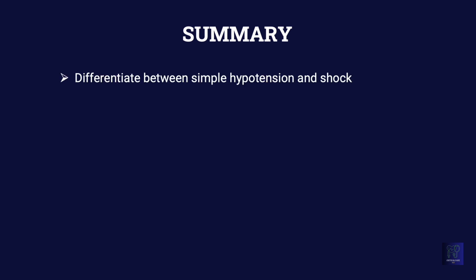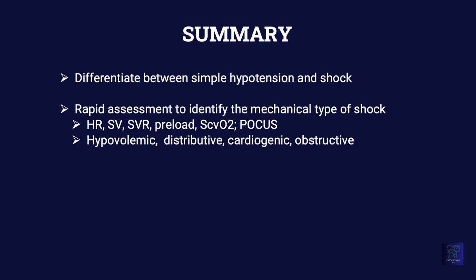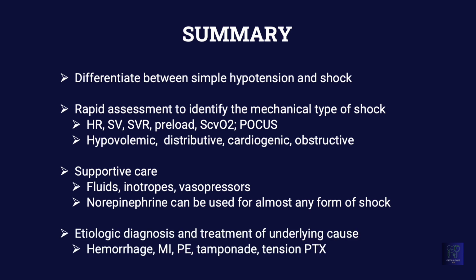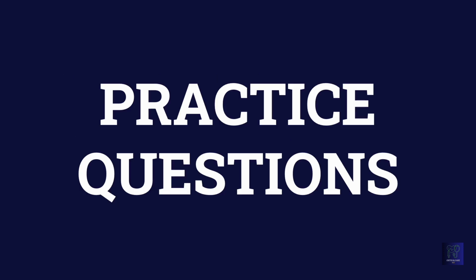Here is a quick summary of our discussion. Always begin with assessment of the patient to differentiate simple hypotension from shock. Then do a rapid assessment to identify the mechanism of shock. Then provide appropriate supportive care depending on the mechanism of shock, while simultaneously looking for the causes and treating the underlying cause, with particular attention to certain emergencies. Now let's move on to practice questions and conclude this topic.